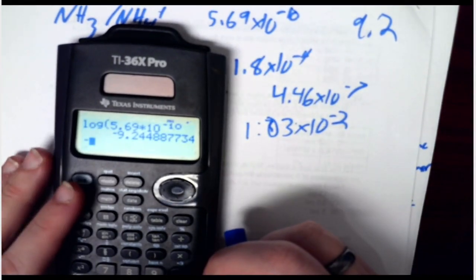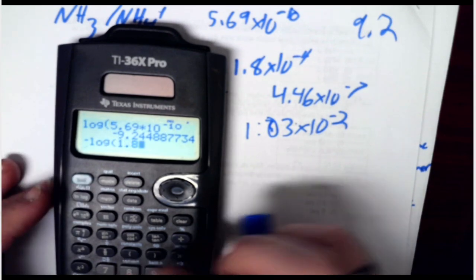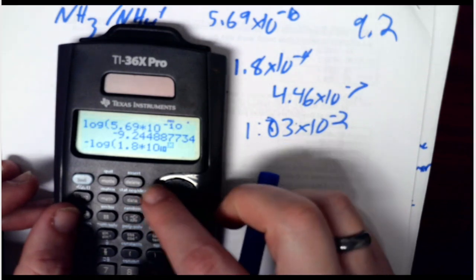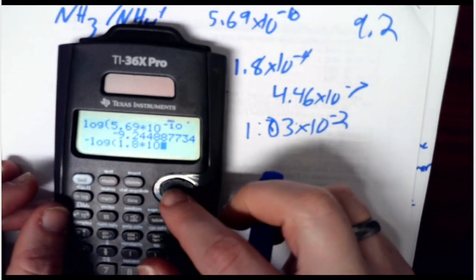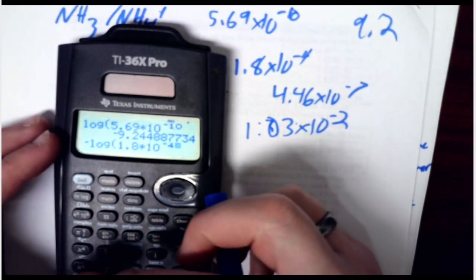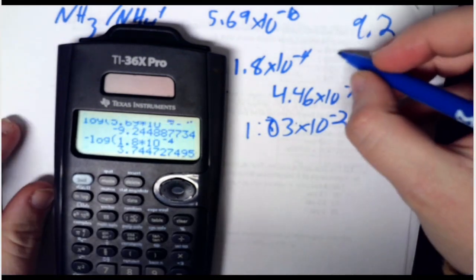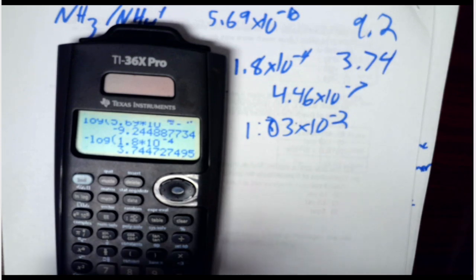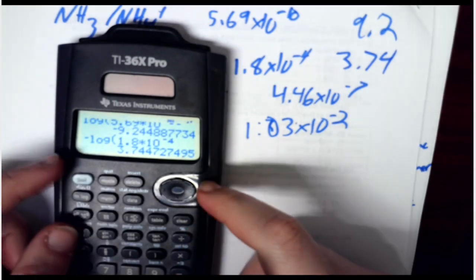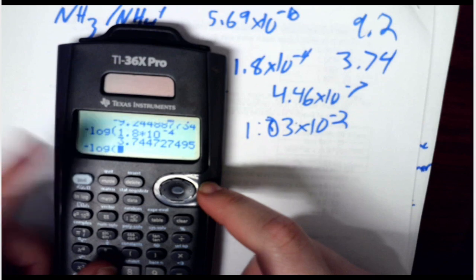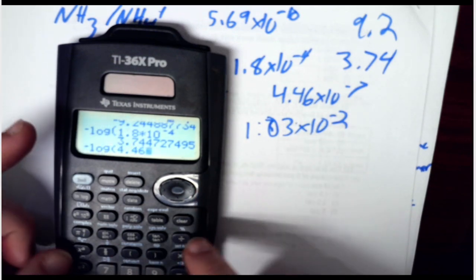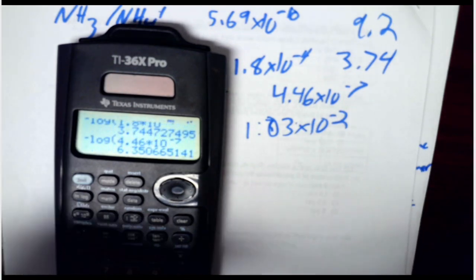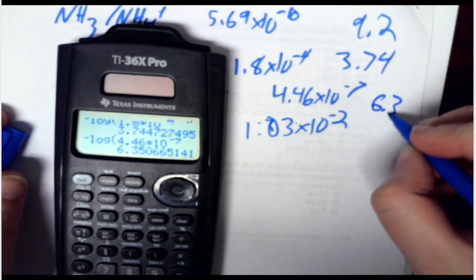So negative log of 1.8 times 10 to the negative 4. I can tell you right there, this one's going to be good. 3.74. Okay, that's going to be close. That's within 1 pH unit. But let's just show the other ones just to make sure. Negative log of 4.46 times 10 to the negative 7. 6.35. That's definitely too far away.